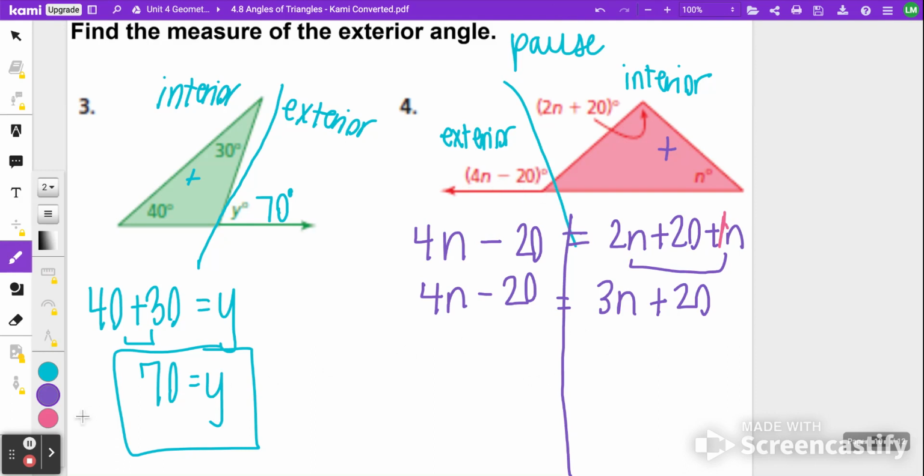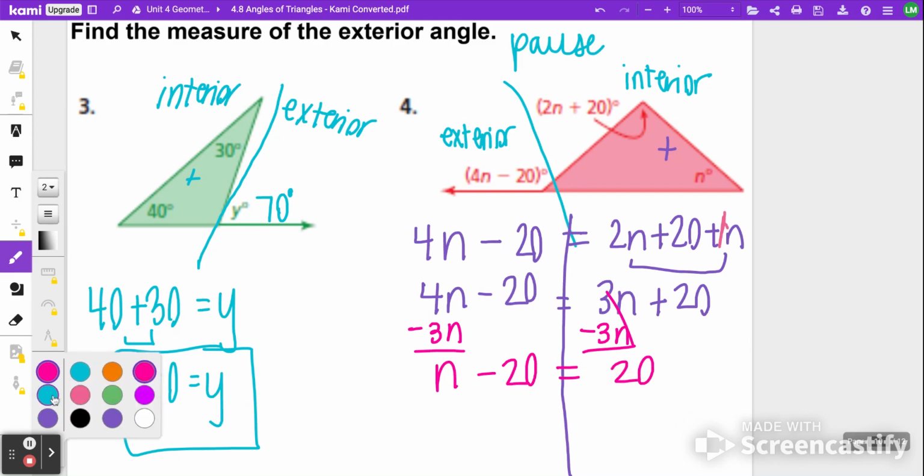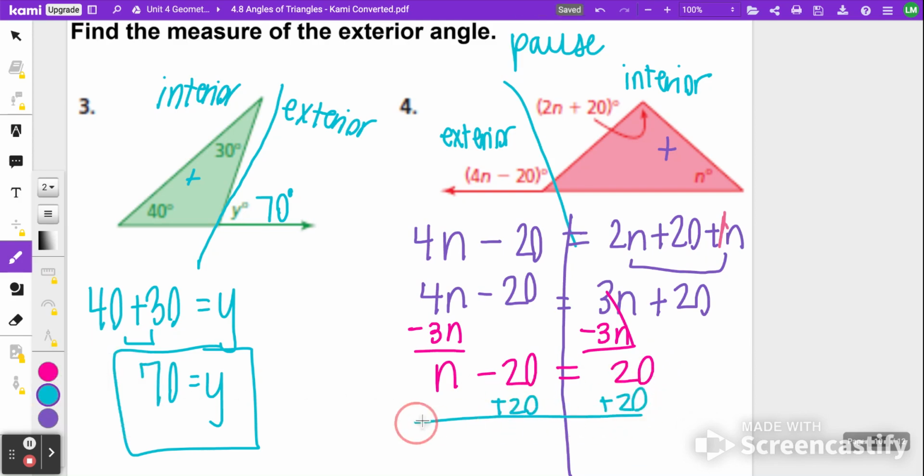Next up, I want to get all my variables to one side. It'd be helpful to move the smallest variable so that you don't end up getting a negative variable. So I get 1n minus 20 equals positive 20. Final step, I'm going to add 20 to both sides. n is equal to 40.